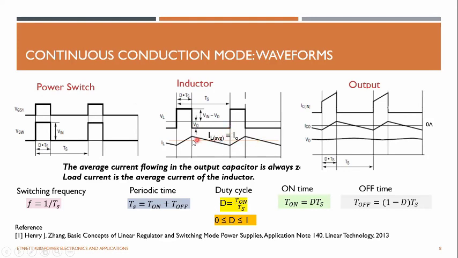So for the average load current, you can draw a line from here to here using the average area. And this average inductor current is equal to the output load current, which is going through that resistor.